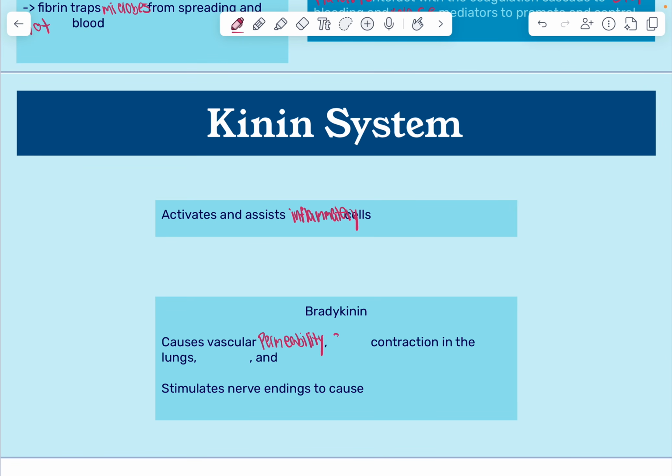It's going to cause smooth muscle contraction in the lungs. It's going to help vasodilation occur, as well as the feeling of pain. And pain occurs because the nerve endings are stimulated.